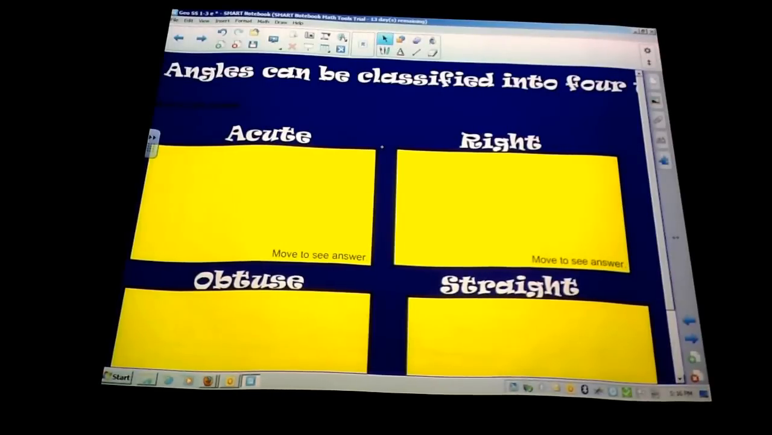Alright, welcome back. This is still section 1-3, part B video. And now we're going to learn the different types of angles, or how we could classify angles. You've probably had this before.